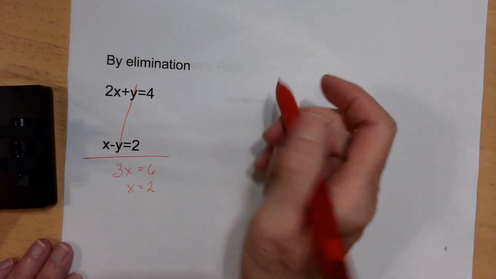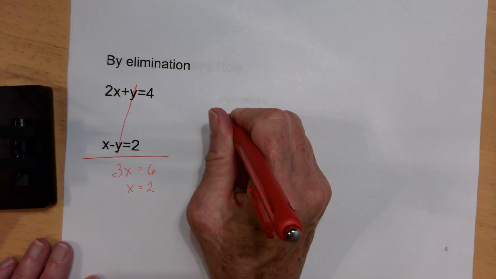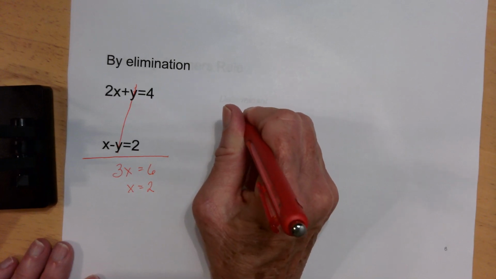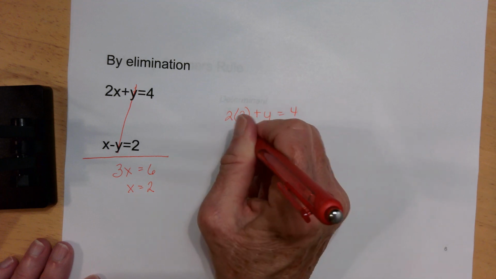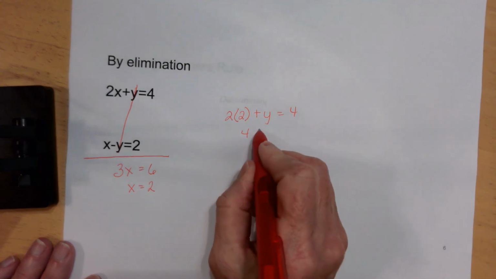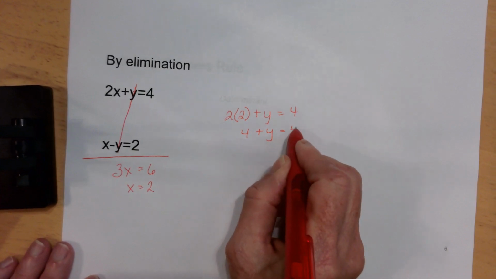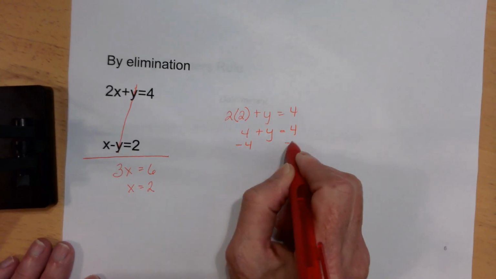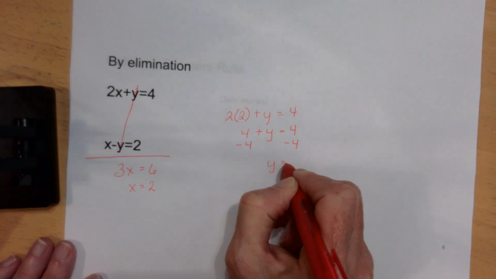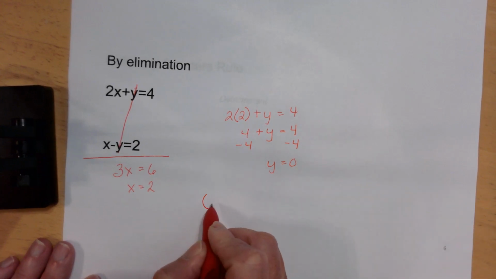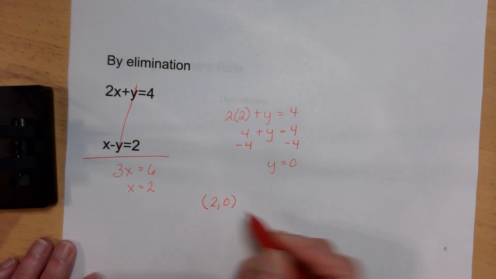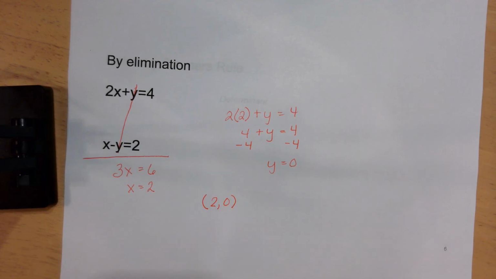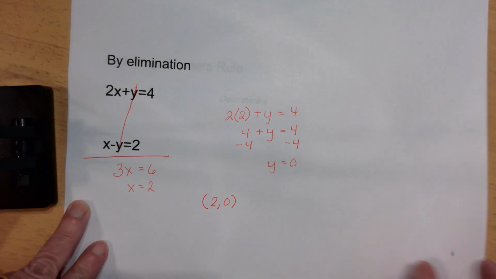You'll have to plug that 2 back into one of these equations. Let's do the top one. So 2 times 2 plus y equals 4. So I have 4 plus y equals 4. I'm going to subtract 4 from both sides, and I'm going to get y equals 0. So the point they intersect at, or the x and the y that they have in common, is (2, 0) by the method of elimination. Same answer that you got with graphing and substitution.